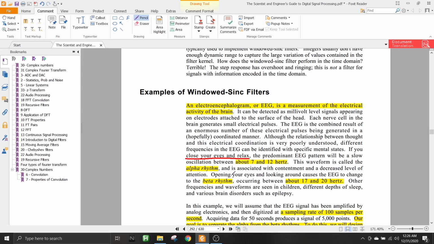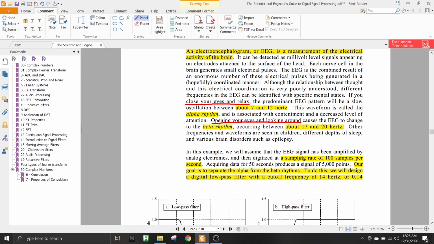Okay, and then if we open our eyes and start looking around, focusing on different things, our brain signal changes to the beta rhythm, and this one is in the range of 17 to 20 hertz. So this happens when we do some activity, not any intensive activity, just looking around. So this is the beta rhythm. In such cases, we might need a filter that would work in the frequency domain.